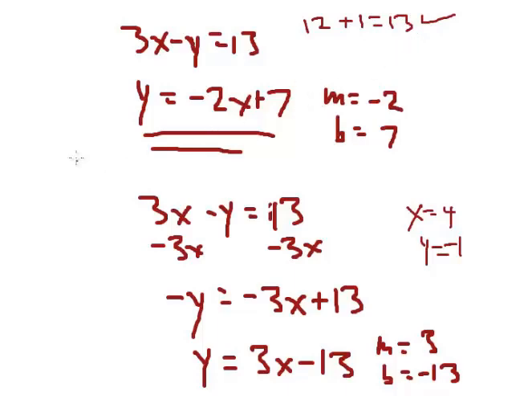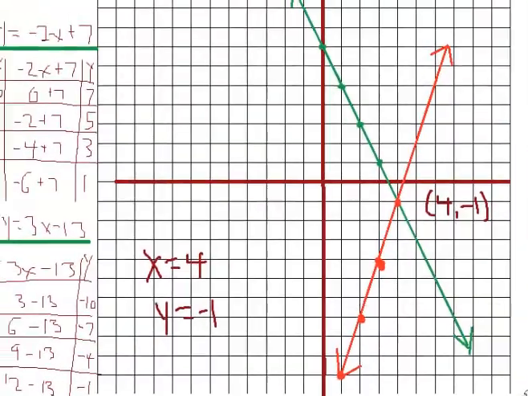Now let's try the second equation. Y, which was -1, equals -2 times 4 plus 7. Let's see if that works. We have -1 equals -2 times 4 is -8 plus 7. What's -8 plus 7? -1, of course, so that works as well. So this is one way to solve a system of equations by putting them both on the same graph.